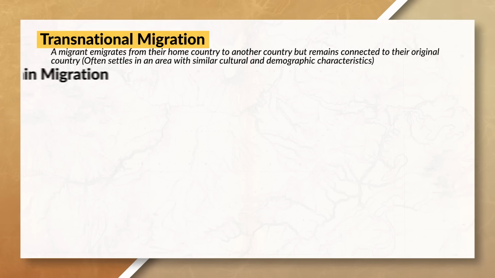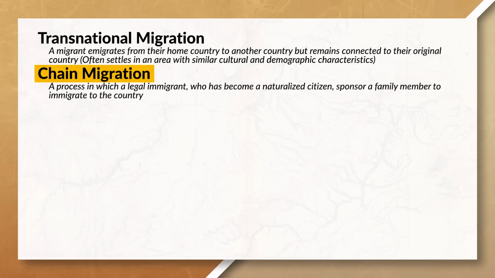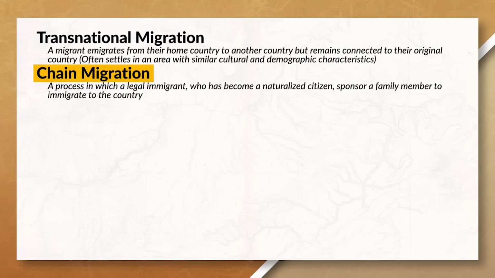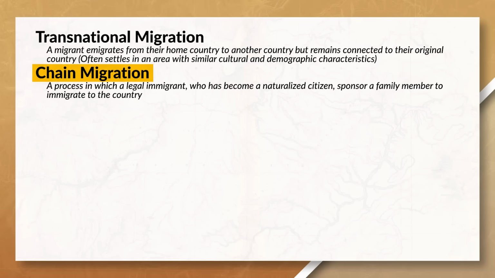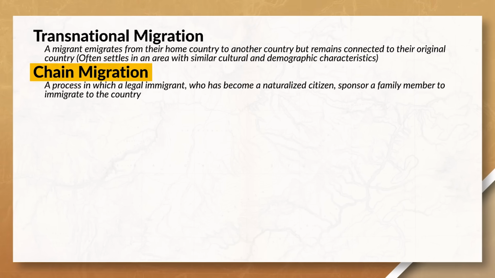Chain migration is a type of migration that is part of a country's family reunification policy. This type of migration is a process in which legal immigrants who have become naturalized citizens sponsor a family member to immigrate to the country.